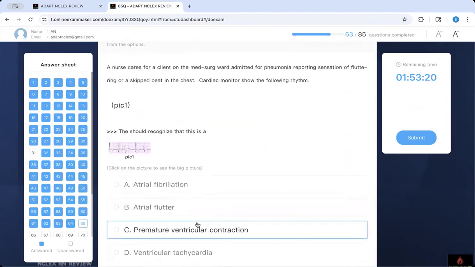Now, the cardiac monitor showed the following rhythm. A nurse cares for a client on the med-surg ward admitted for pneumonia infection, reporting a sensation of fluttering, skipping beats.